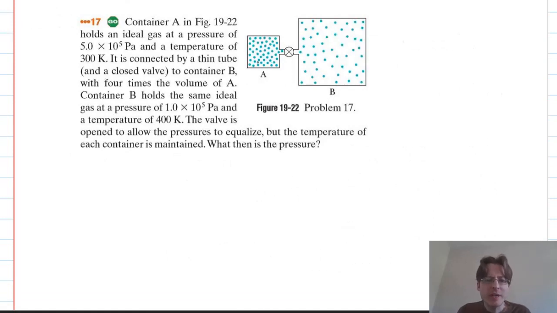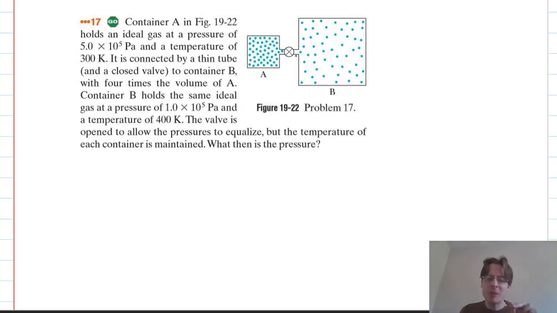Here we've got two containers, A and B. They're initially at different pressures. Container A is at a much higher pressure than B. Their temperatures are different. The temperatures are maintained with heaters or something as you open the valve. So initially different pressures. That means when you open the valve, the side with higher pressure is going to win, and the gas will stream into B until the pressures equalize on both sides.